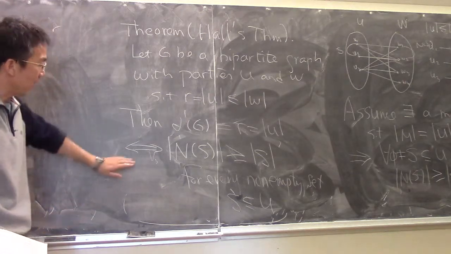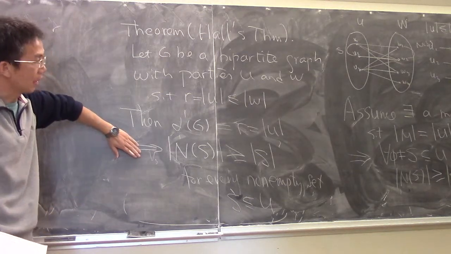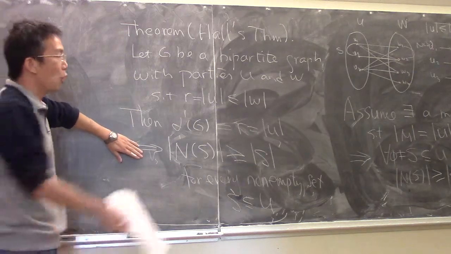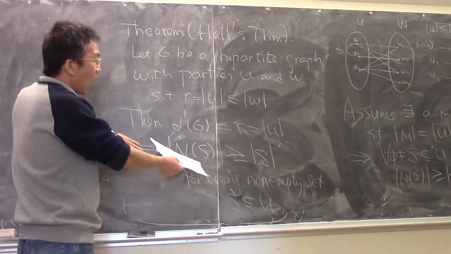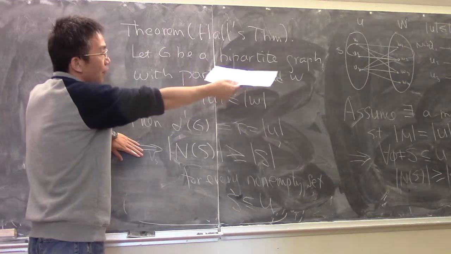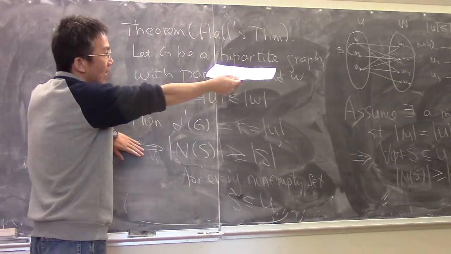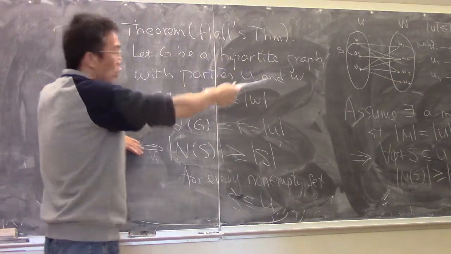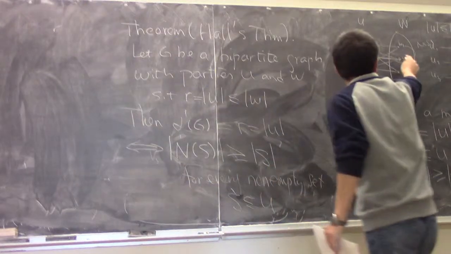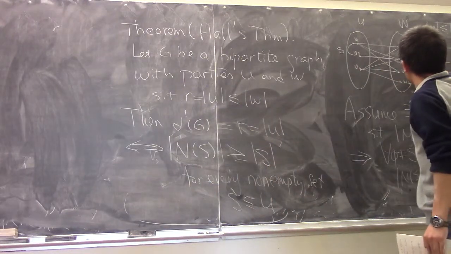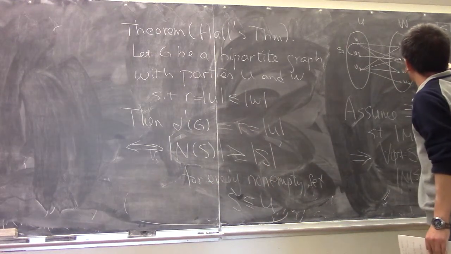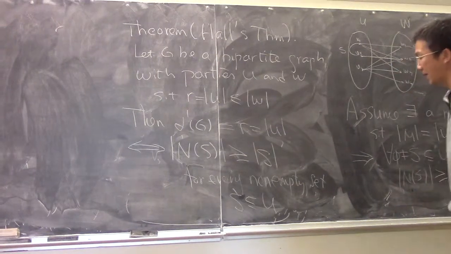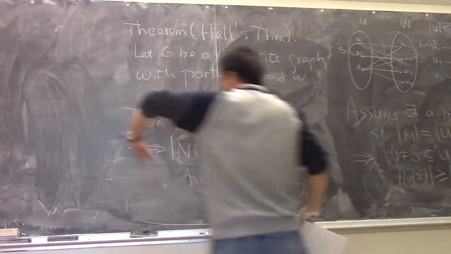So as I explained, this direction is easy. It is easy because if you assume there's a match, then for any subset, if you look at the neighborhood of this subset, the vertices you paired are of course contained in N(S). So the cardinality of this set is of course going to be larger than or equal to |S|. So this direction is easy.